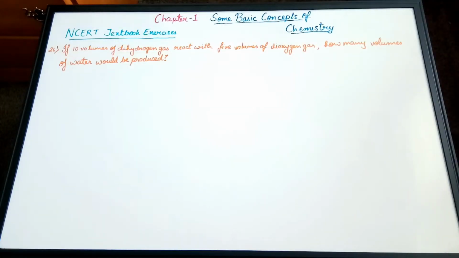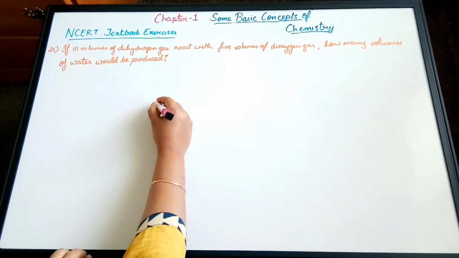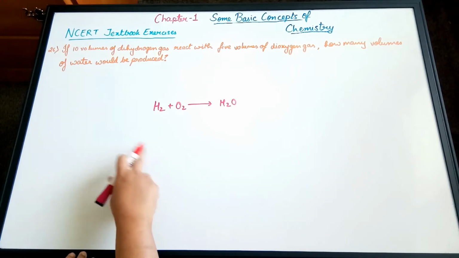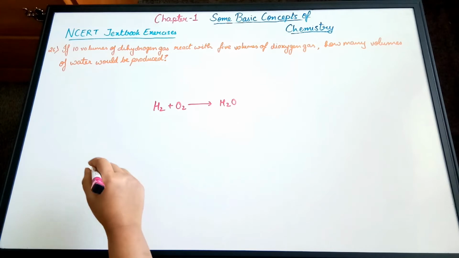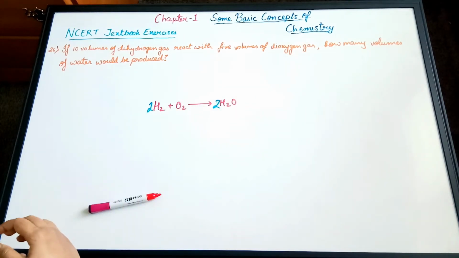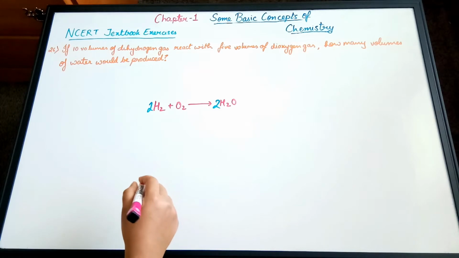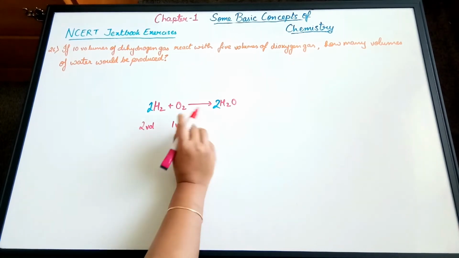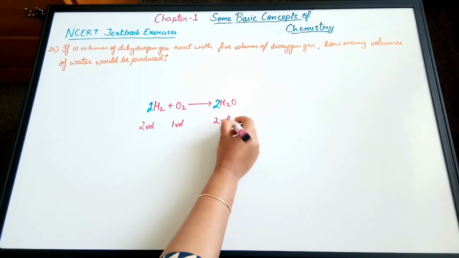Question number 26. If 10 volumes of dihydrogen gas react with 5 volumes of dioxygen gas, how many volumes of water would be produced? To answer this question, we first need the stoichiometric equation of the reaction between dihydrogen and dioxygen. So H2 plus O2 gives rise to H2O. But is this equation balanced? No. So to balance this equation, I'm just going to write 2H2 plus O2 gives rise to 2H2O. This is by the various steps that we discussed. So this is the balanced chemical equation. According to this, 2 volumes of hydrogen react with 1 volume of oxygen to form 2 volumes of water.